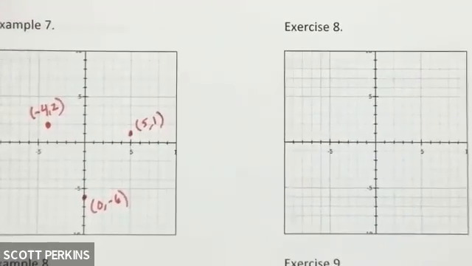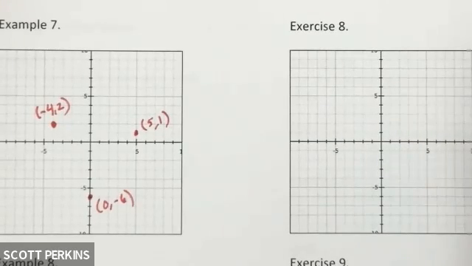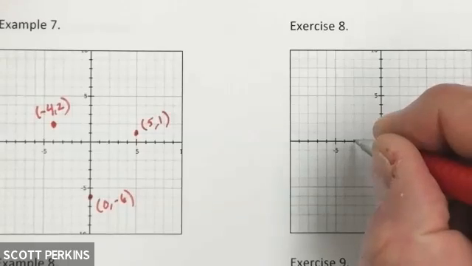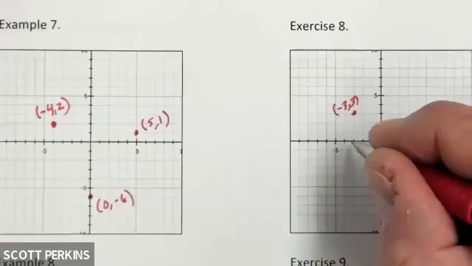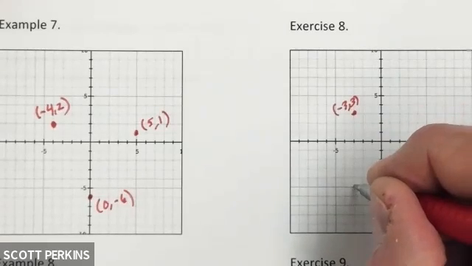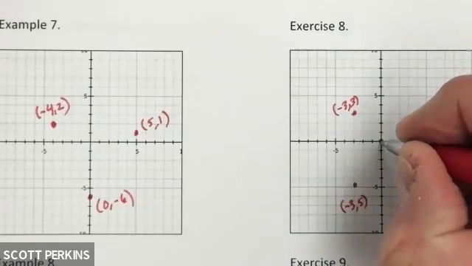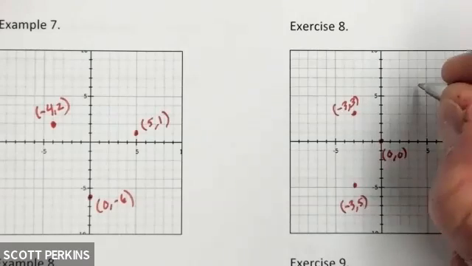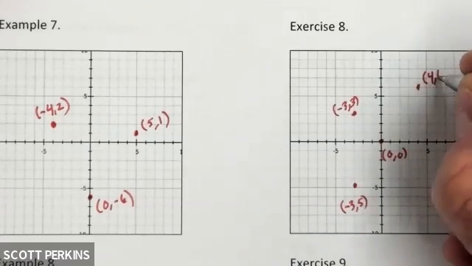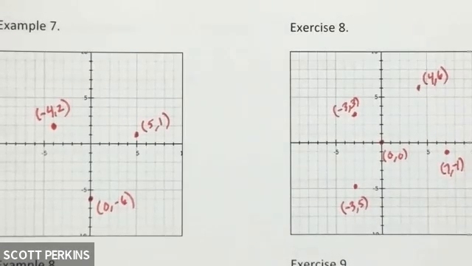Then exercise 8, I think I can fit both of these on the screen at once. So exercise 8, let's go -3, 3. Let's go -3, -5, just to keep them kind of away from each other, because I'm a messy writer. 0, 0, that's always a fun point. And then let's go 4, 6. And just because I'm feeling feisty, 7, -1. All right, I'm going to give you a moment to catch up with me.